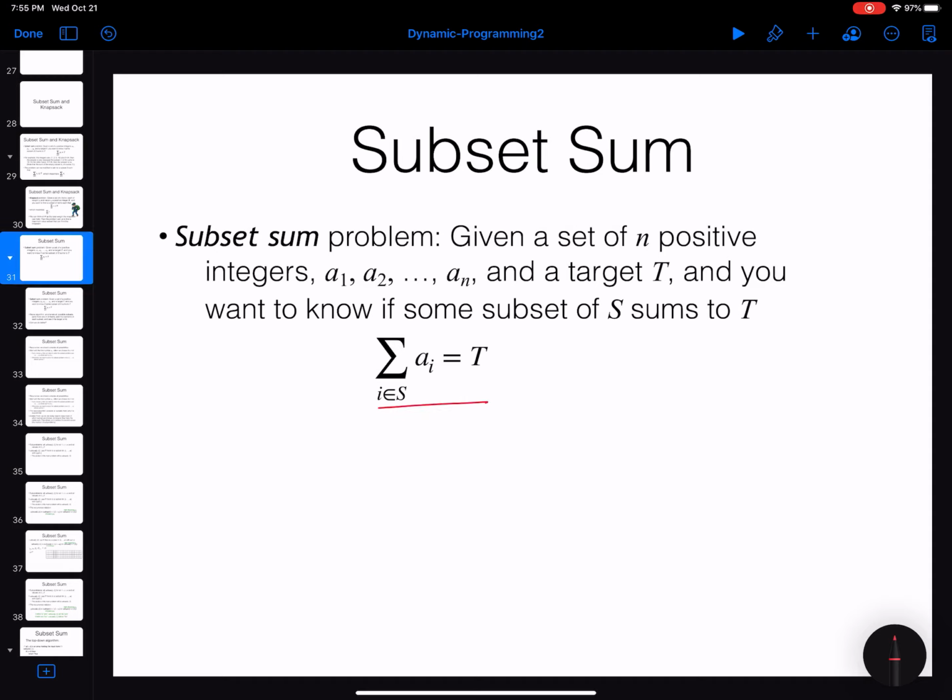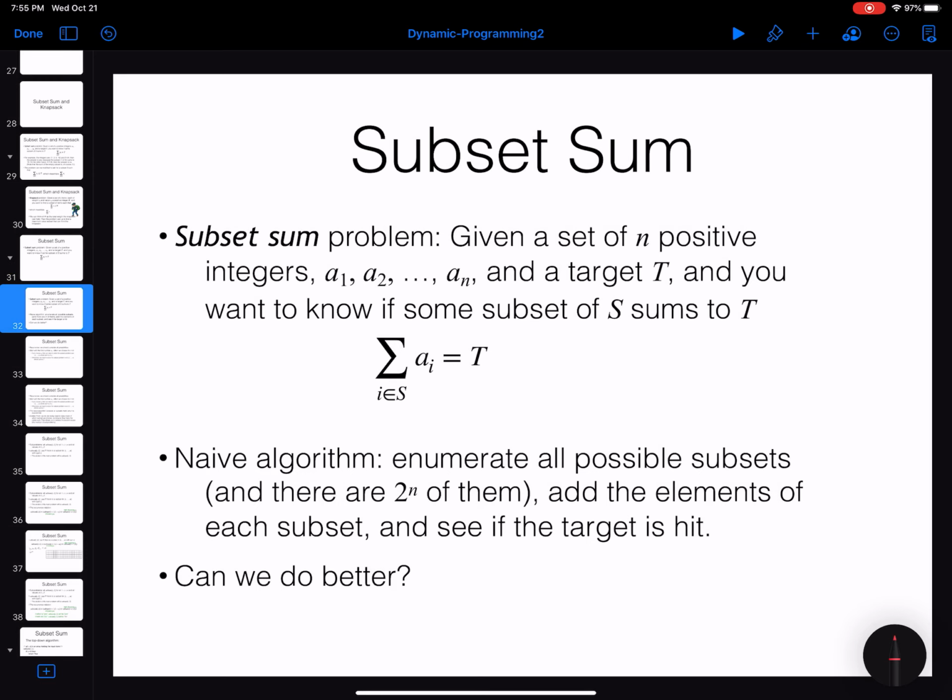So the naive algorithm that first comes to mind is to think about all the possible subsets. Just consider all possible subsets, take the summation of each subset, and compare it to the value t. If the summation of any of them is equal to t, you find the answer, and that's going to be the set of numbers that we want.